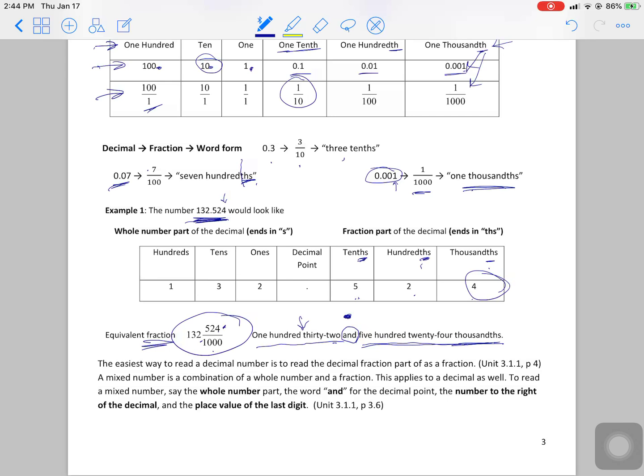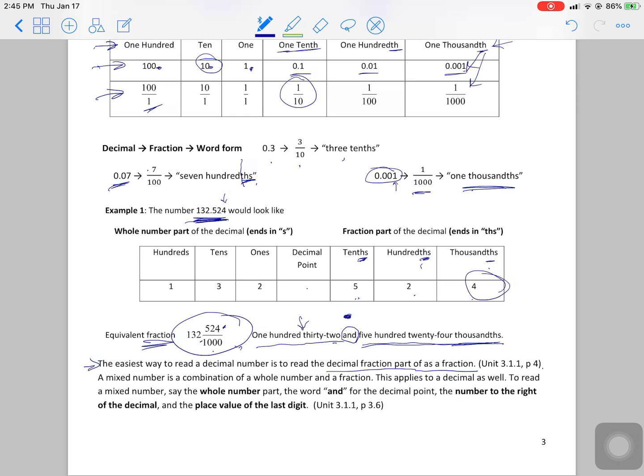So basically, the word form is trying to say or describe what the fractional form looks like. So right here it says the easiest way to read the decimal number is to read the decimal fraction part as a fraction. That's what I just said. Okay. There's more of it on that page if you want to look at those.